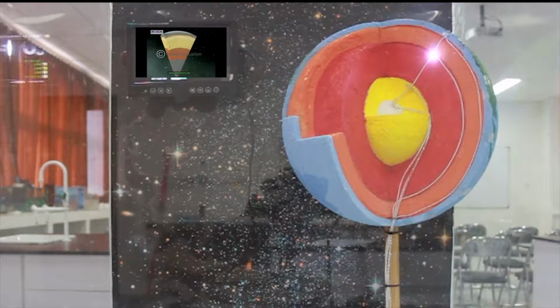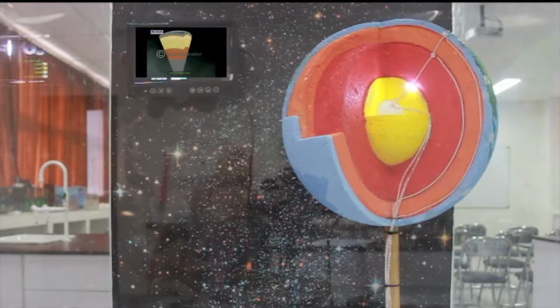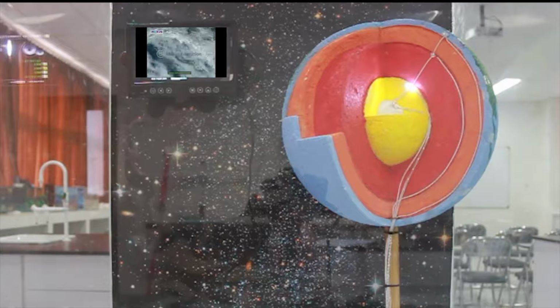The next layer of the Earth is the outer core. This layer is exceedingly hot. It has a temperature of about 5,000 degrees Celsius. The outer core consists mainly of liquid iron. It has a depth of 2,200 kilometers. The core-mantle boundary is located at 2,900 kilometers below the surface of the Earth.